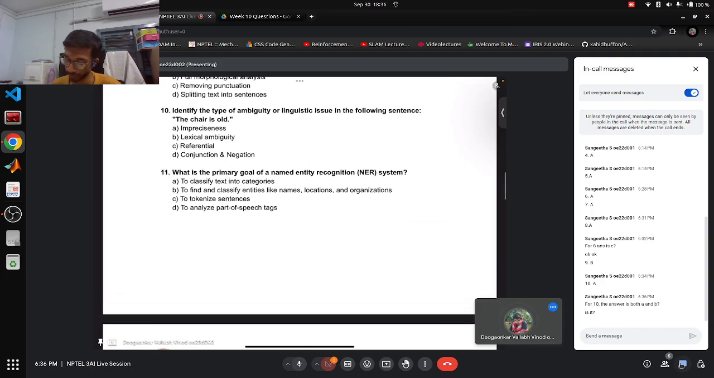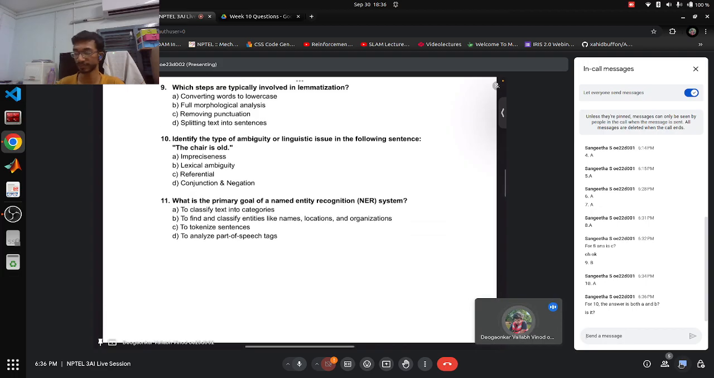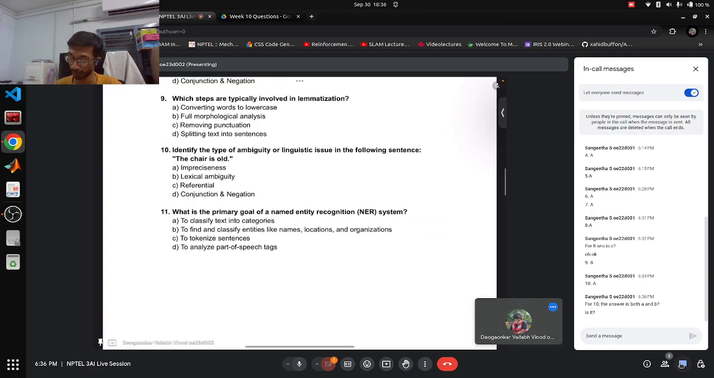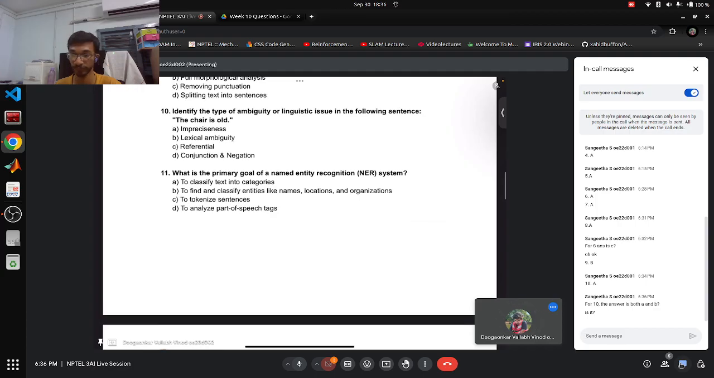Yeah, in some sense B can also be an answer, but we can go with either of A and B in this particular case. The question itself is ambiguous here.